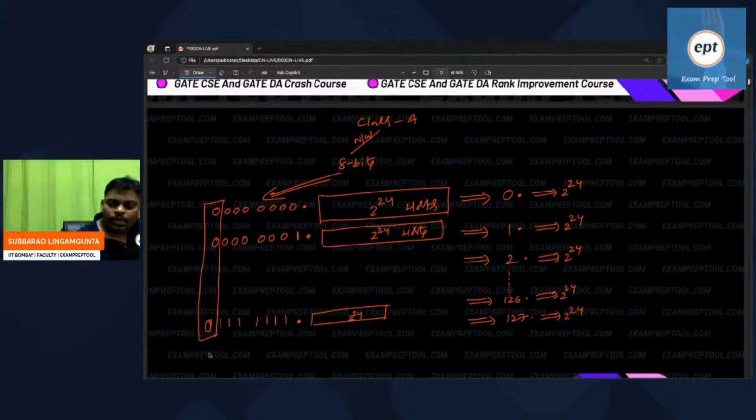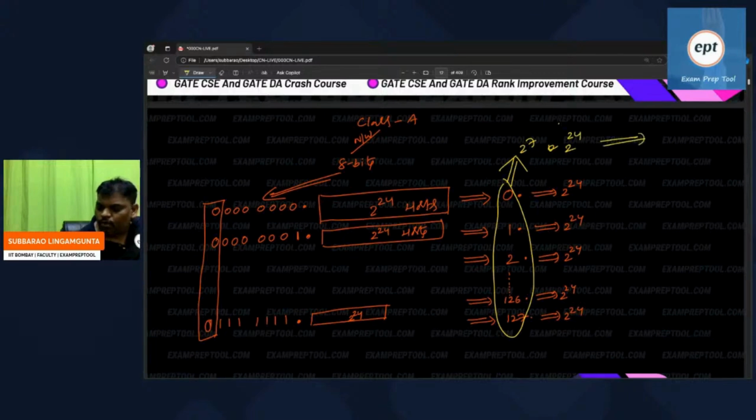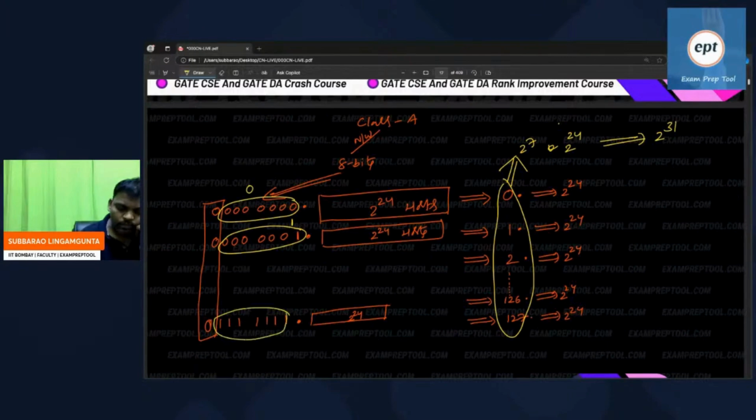So the number of networks, if you see, 7 zeros to 7 ones, which is 2 power 7. Everyone required 2 power 24, which is required 2 power 31. Is it okay? This is 0. This is 1. This is 127.